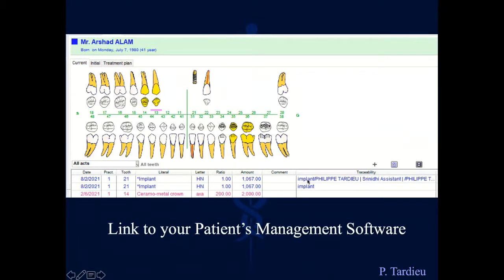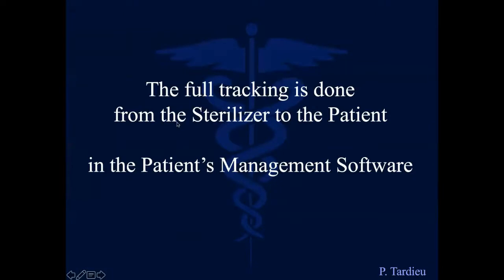All is tracked now from the patient management software. And you see here, there is one thing that we call the traceability. And in the traceability, we have all the details of the pouches and of the tools, of the supplies that we've been using for this case. So now you have the proof, now you know how to do. The full tracking is done from the sterilizer to the patient, and this is done also in the patient management software, not only in the basket.